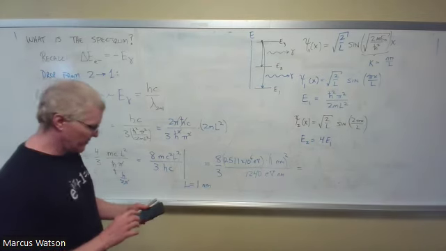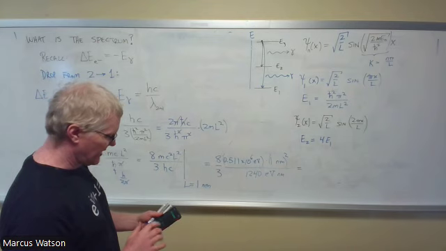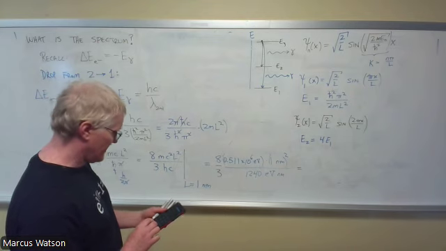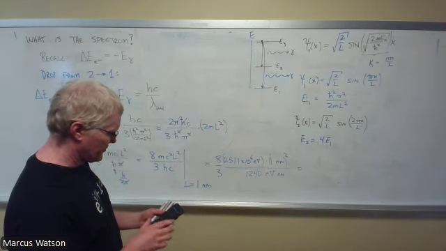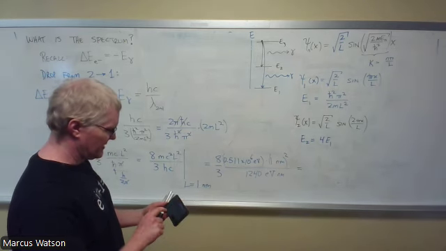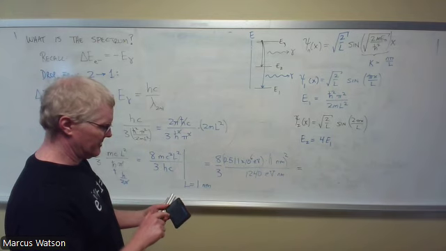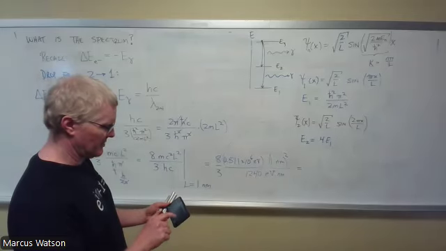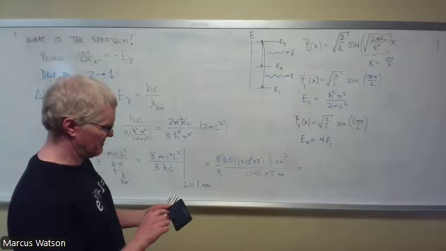Calculator. So I've got to do 8 divided by 3. I've got to multiply that by 0.511. Oops. E, where's my E button? There it is. Nope, that's not it. That was the other E.